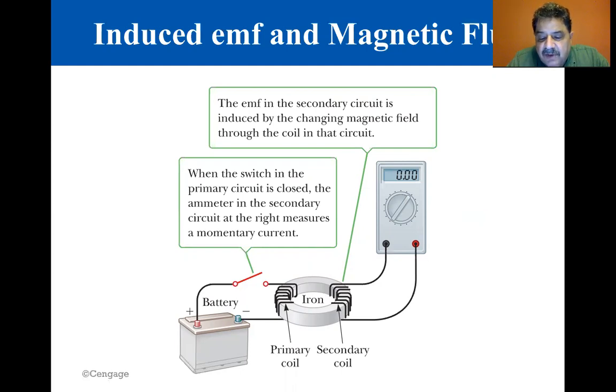The current produced in the secondary circuit occurs for only an instant, while the magnetic field through the secondary coil is changing. In effect, the secondary circuit behaves as though a source of EMF were connected to it for a short time. We say that an induced EMF is produced in the secondary circuit by the changing magnetic field.